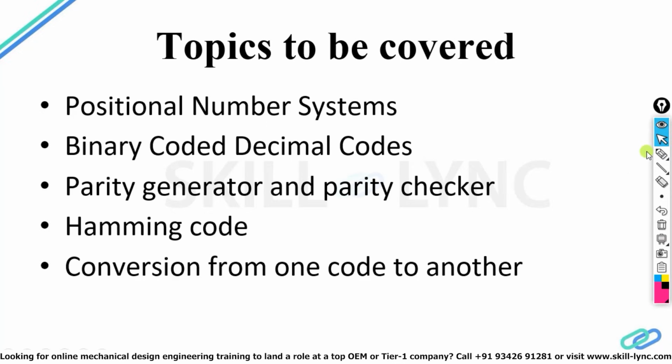So the topics to be covered are positional number systems, binary coded decimal codes, parity generator, parity checker, Hamming code, and conversion from one code to another code. Apart from this, we will see what is Excess-3 code, how we do the addition of BCD codes, how we do the addition of Excess-3 code, and what the positional number system means; the 8421 code we will teach. So all these things we will learn through this video.